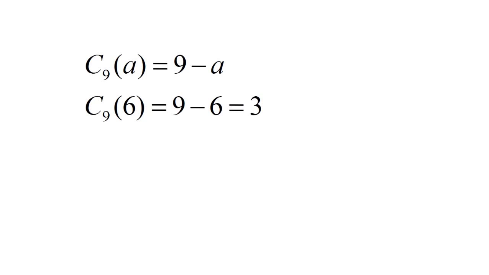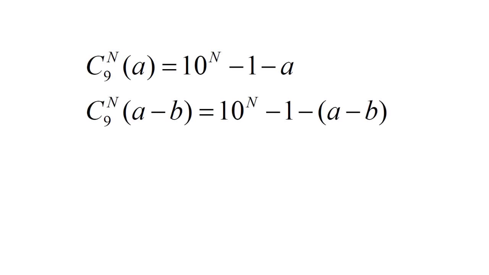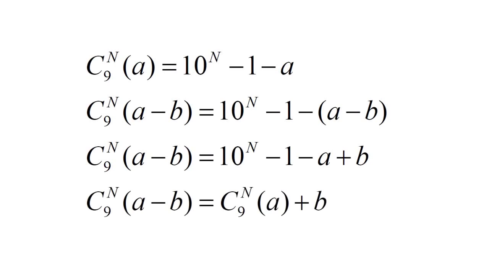In a calculator with n dials, the 9's complement of a number a is 10^n minus 1 minus a. And therefore, the 9's complement of a minus b is 10^n minus 1 minus (a minus b), which is equal to 10^n minus 1 minus a plus b, which is equal to the 9's complement of a plus b.